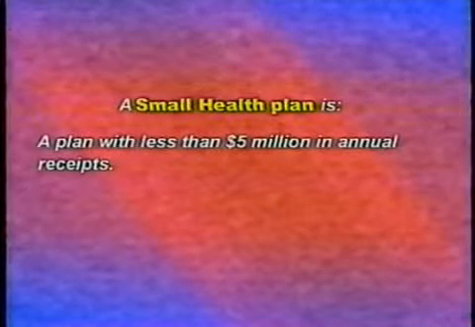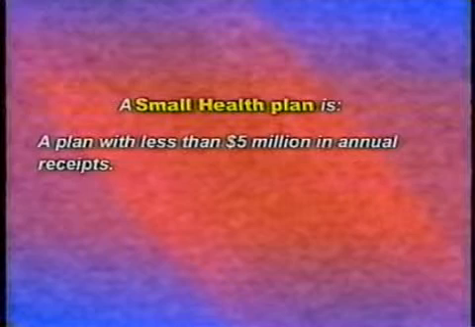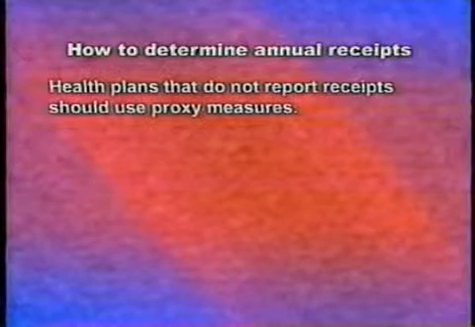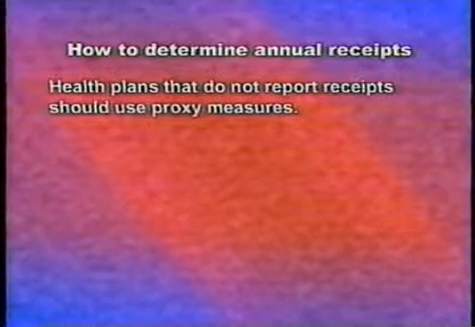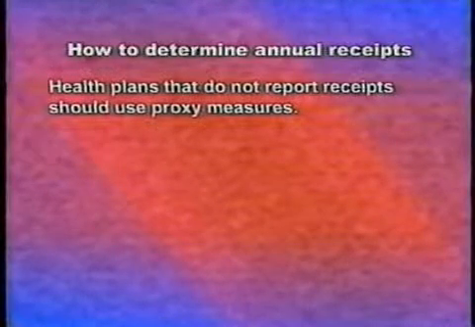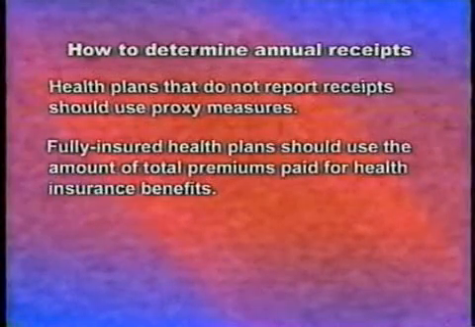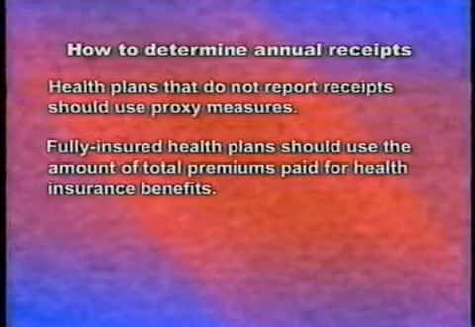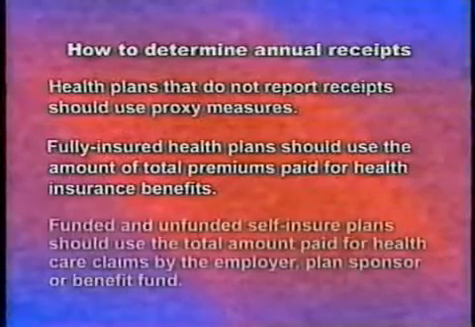A small health plan is defined as having annual receipts of $5 million or less. Annual receipts means total income or gross income plus cost of goods sold, as these terms are defined or reported on IRS federal tax return forms. Health plans that do not report receipts to the IRS, such as ERISA group health plans exempt from filing income tax returns, should use proxy measures to determine their annual receipts. Fully insured health plans should use the amount of total premiums which they paid for health insurance benefits during the plan's last full fiscal year.